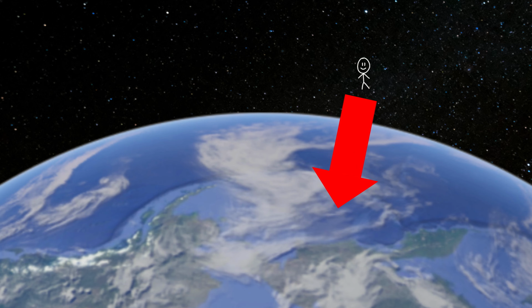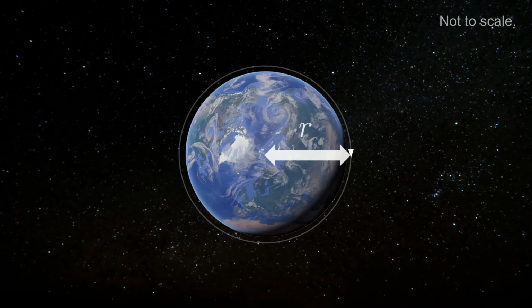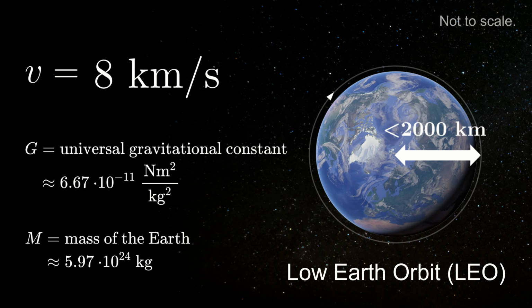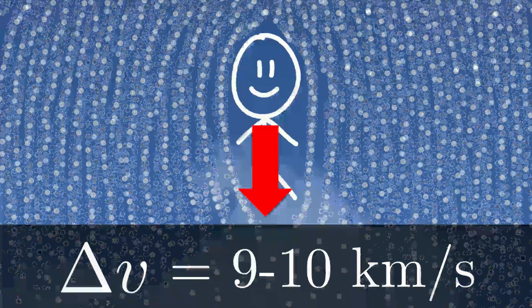We'll enter an orbit, which is when gravity pulls us down, but we miss the ground because we're moving so fast. The speed we need to orbit at a distance from the Earth is given by this equation, and for low Earth orbit, or an orbit less than 2,000 kilometers above the surface, we need to go 8 kilometers a second. In reality, things like air resistance and gravity mean we actually need to achieve a velocity change, or delta V, of closer to 9 to 10 kilometers per second throughout launch.